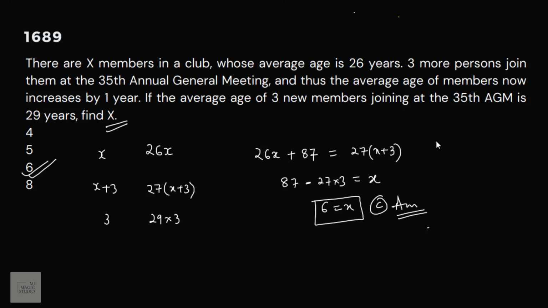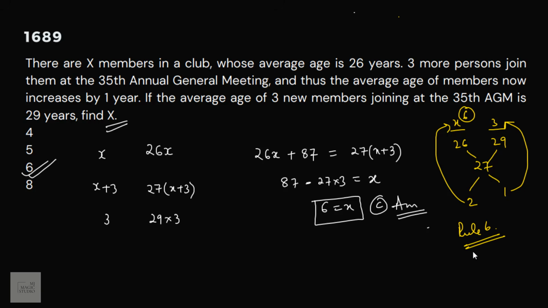Can we use the jungle rule for this? The average of x people is 26, the average of 3 people is 29, and the combined average becomes 27. Here the distance is 1, here the distance is 2. If 1 means 3, then 2 means 6. Bingo! x is equal to 6. Rule 6, the jungle rule, is always a hit. The answer is 6 in just a few seconds.